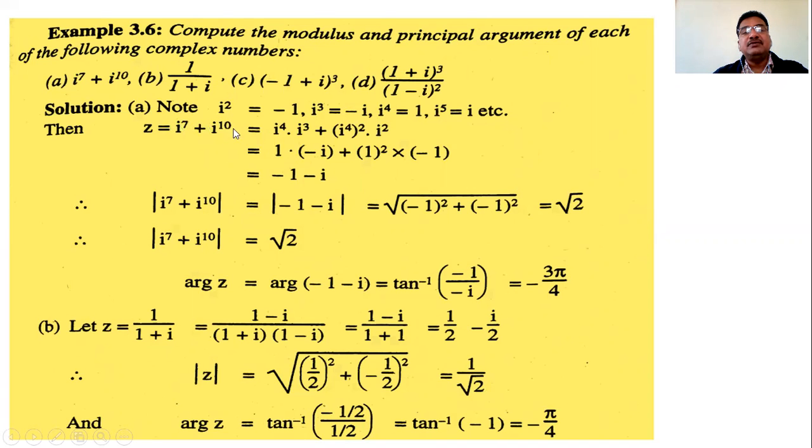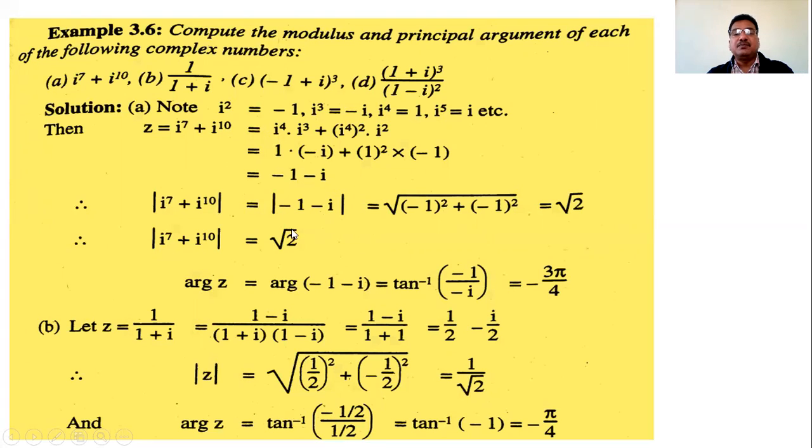Then i raised to 10 is what? i square into i square into i square, 5 times. That is minus 1 into minus 1 into minus 1, 5 times, which is minus 1. So the value of i raised to 10 is minus 1, and the value of i raised to 7 is minus i. So the number is minus 1 minus i.